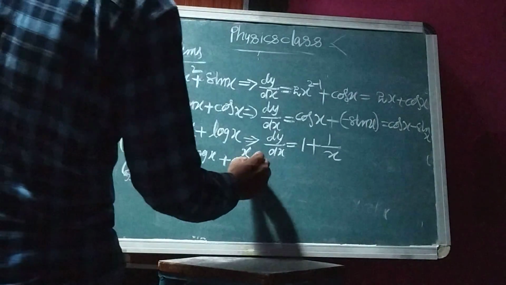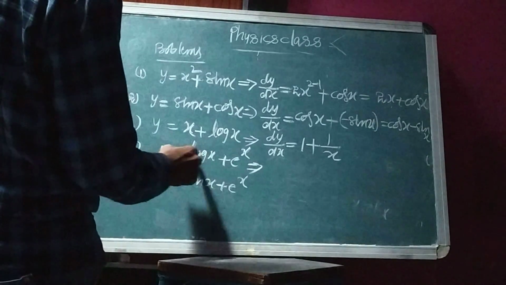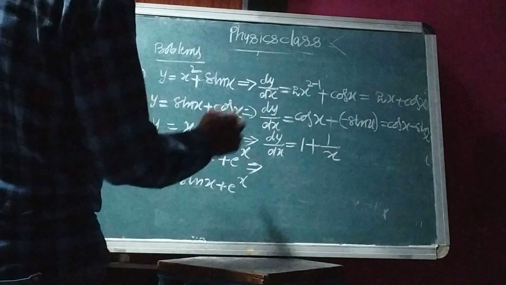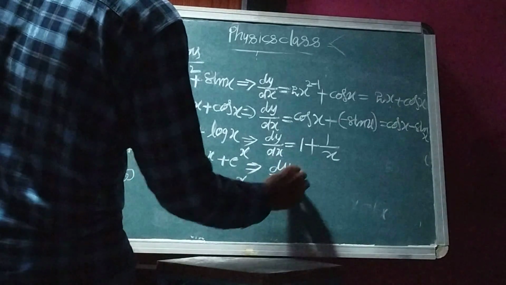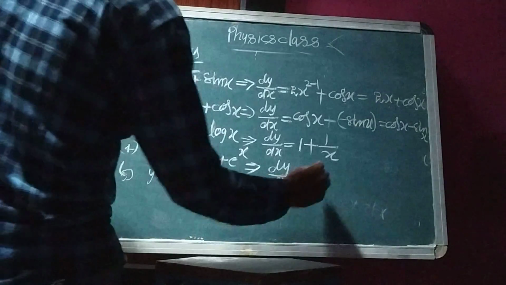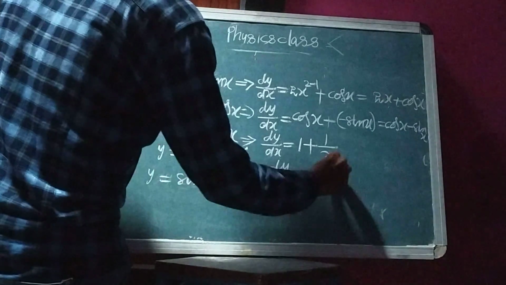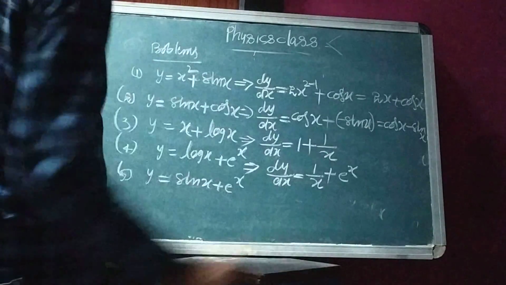Next, fourth problem. We can write y is equal to log x plus e power of x. Differentiate with respect to x. dy by dx is equal to d by dx of log x, whose value is 1 by x, plus d by dx of e power of x, which is e power of x only.